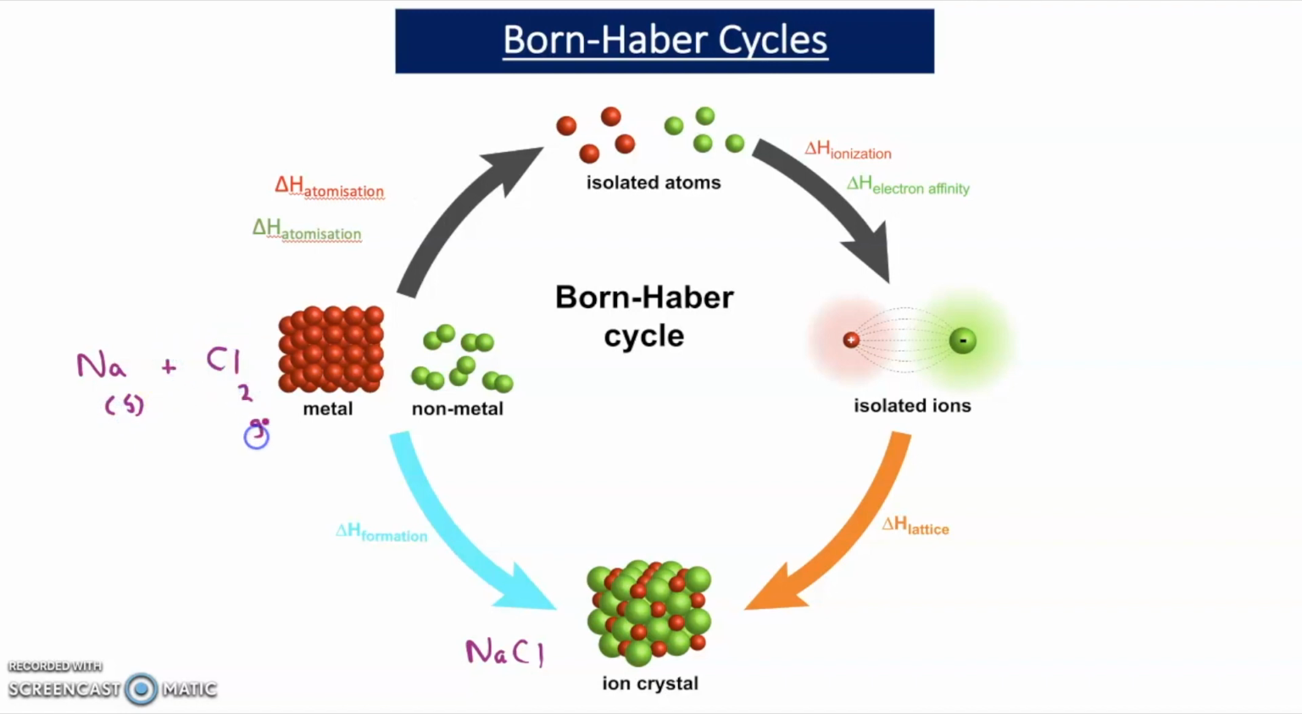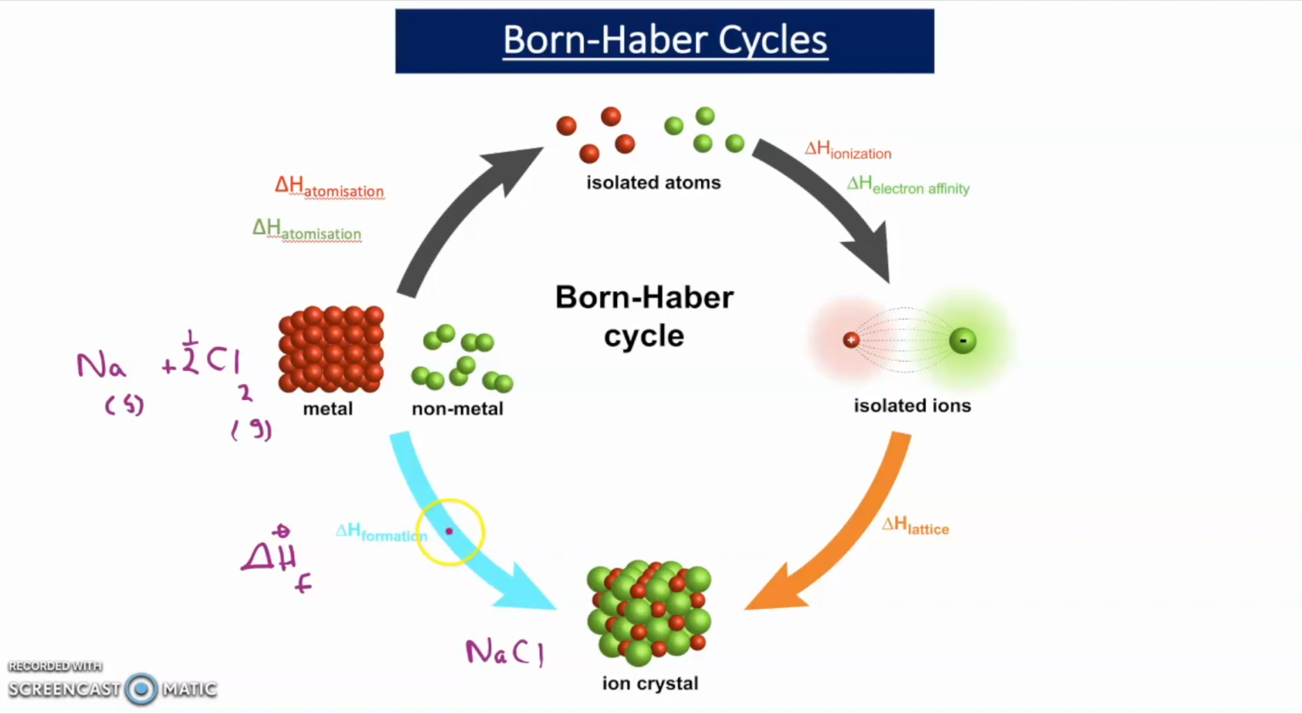So the first thing I'm going to do now is write an equation to represent the standard enthalpy of formation of sodium chloride. So that would be Na plus half Cl2 goes to NaCl. The standard enthalpy change of formation is forming 1 mole of a compound from its elements in their standard states under standard conditions.